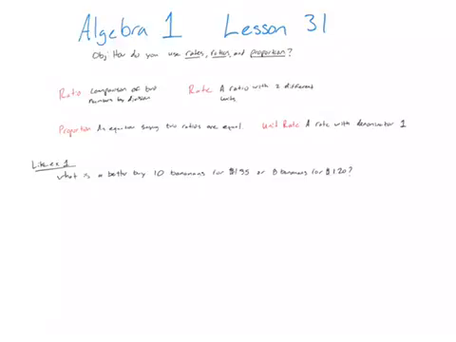This is Lesson 31. Our objective for today is how to use rates, ratios, and proportions. Let's go over some definitions of what these things are. Let's first talk about what a ratio is. A ratio is a comparison of two numbers by division.